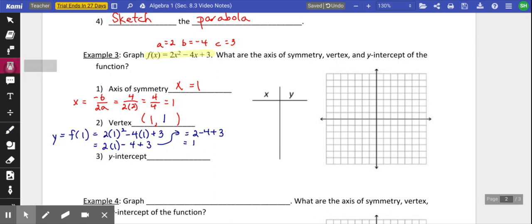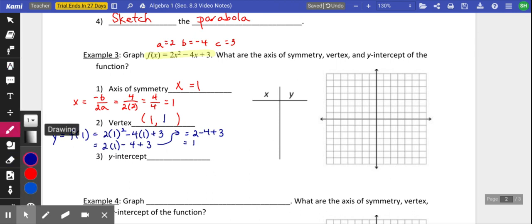Based on what we said in the top 4 steps, we're going to put the vertex in the middle. I'm going to put a v for vertex. So here's my x value of 1, here's my y of 1, and that's my vertex. To fill in the rest of the table, we're going to go 2 x values smaller and 2 x values bigger.